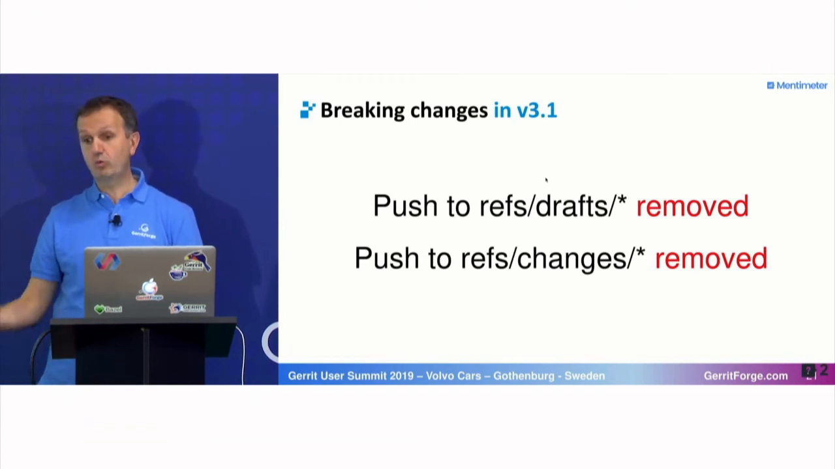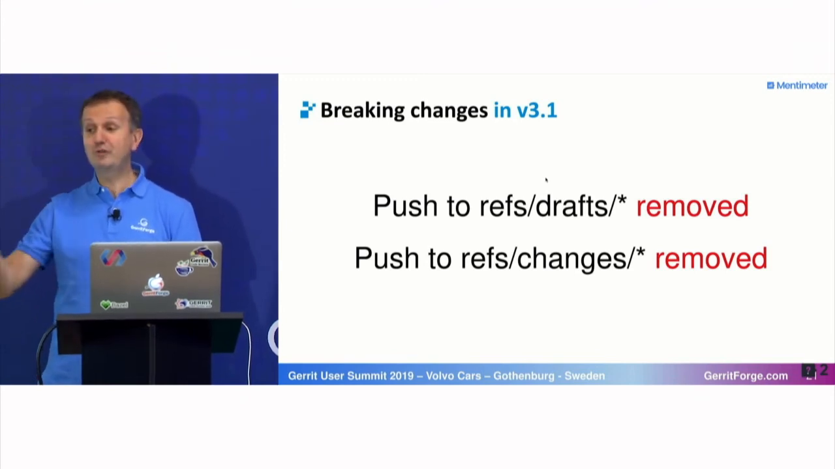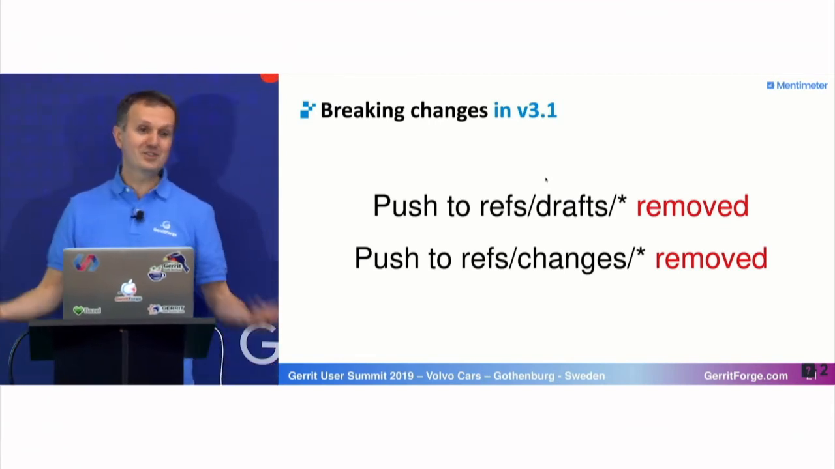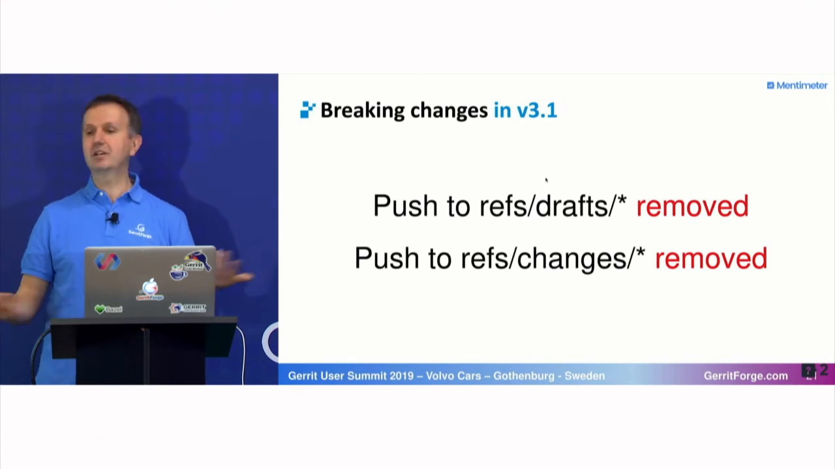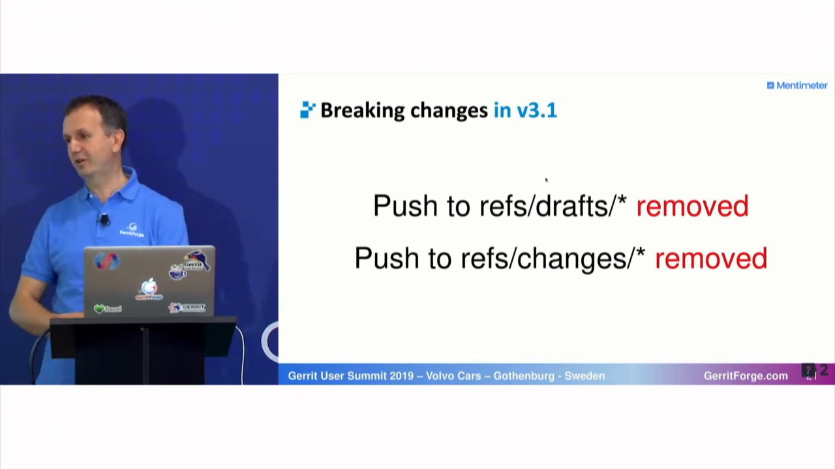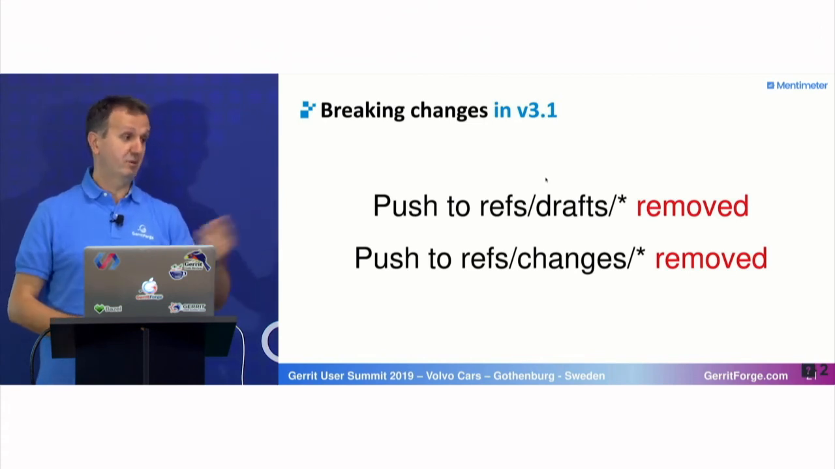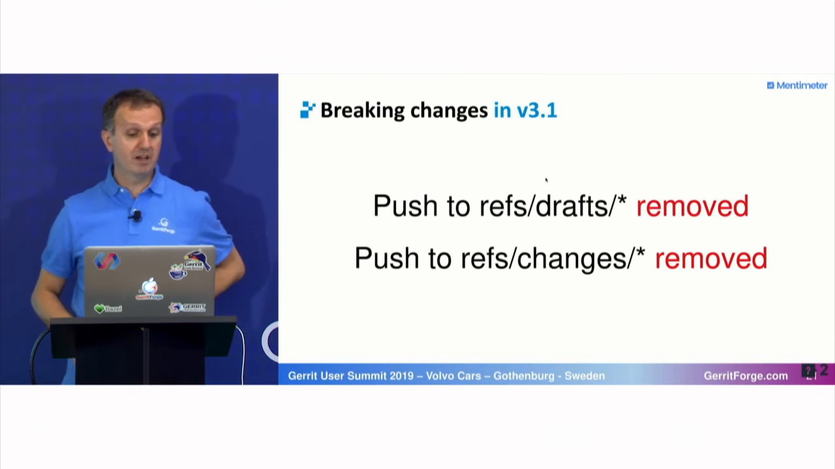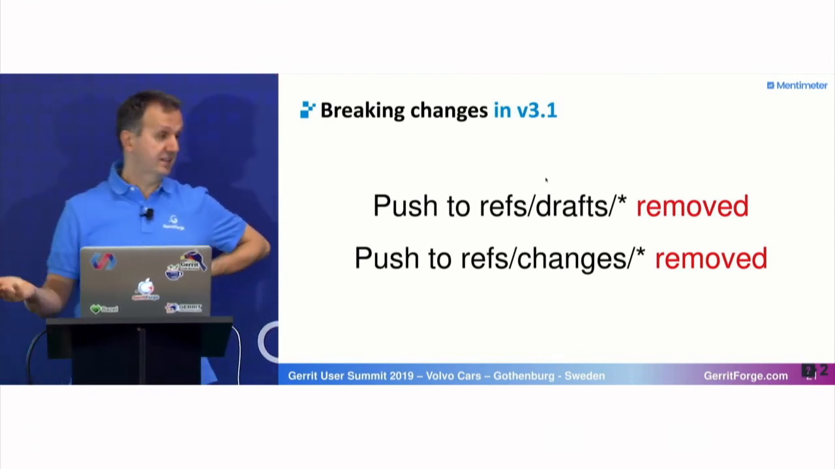If you remember when the drafts were dismantled, do you remember? 2.15. In 2.15, drafts were not supported anymore, but we were still serving the push to refs/drafts. Just because people said, oh my gosh, I have so many automation scripts, so you're going to remove that specific push. Yeah, repo as well was using it. So now nobody should be using it anymore in 3.1. So if you push in 3.1 to refs/drafts, then the push is rejected.